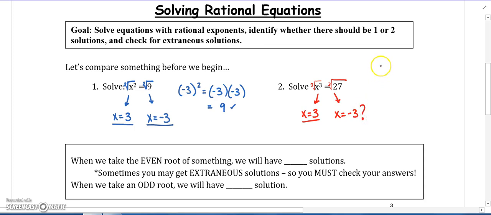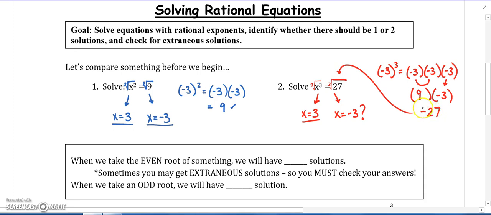Let's find out. So if I took negative 3 and raised it to the third power, that would be negative 3 times negative 3 times negative 3. And whenever we're multiplying more than two things, we just do 2 at a time. So negative 3 times negative 3 is 9. And then by another negative 3. So 9 times negative 3, that's negative 27. Does that match up? Not exactly. Right? 27 is not the same thing as negative 27. So when we take the odd root of an expression, we're actually only going to have the one solution.